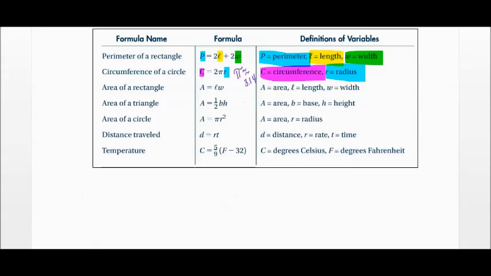Okay, and so you can see the rest of these formulas. These are some commonly used formulas, and each of the variables is described here. Now, depending on the formula, sometimes you're going to get the same letter used in different ways in different formulas. So you need to be careful to pay attention to what kind of formula it is and what the variables stand for in that formula.